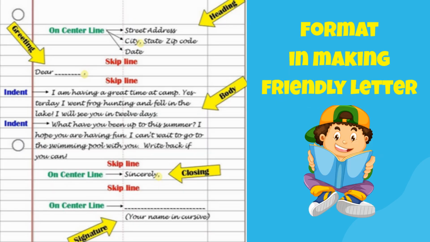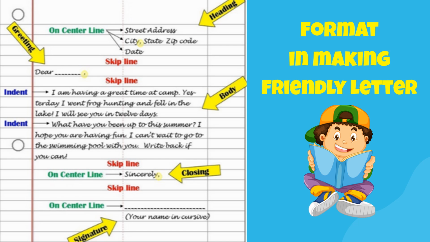Okay class, take a look at the format in making a friendly letter. This is an example of a friendly letter which has 5 parts. We have the first one, the heading. The second one is the greeting, the body, closing, and of course, the signature.